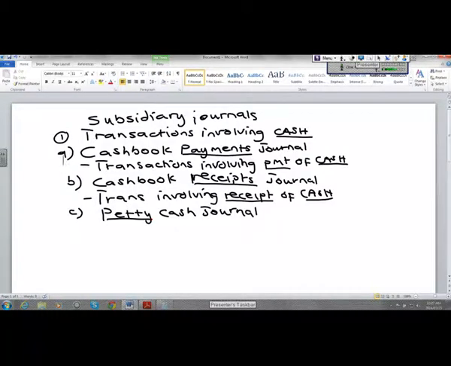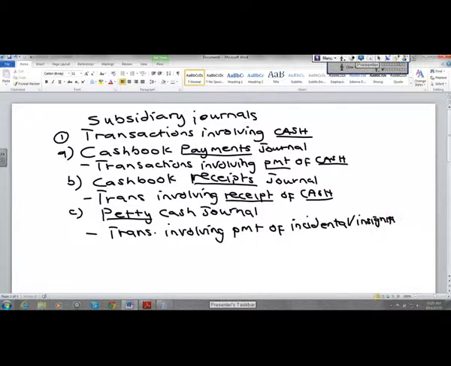So here we are talking about transactions involving payment of incidental or insignificant expenses in cash.